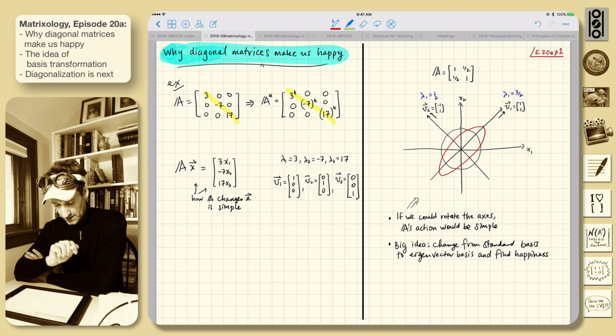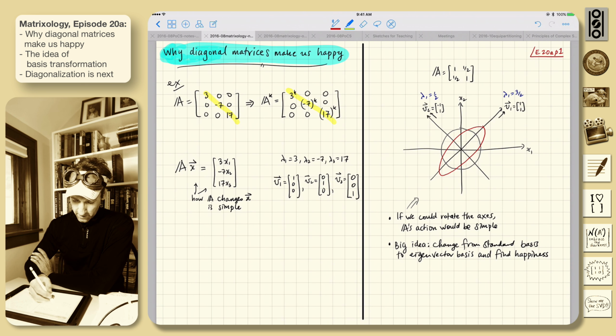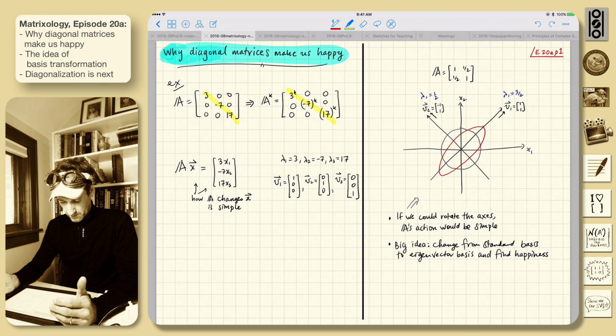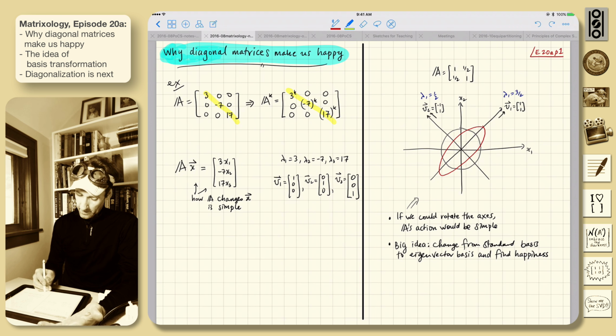So what A does to X in this case is very simple, right? A times X is just going to be 3 times the first entry, minus 7 times the second entry, and 17 times that last entry. Very simple. And if we find the eigenvalues and eigenvectors, they just pop straight out, right? The eigenvalues are always just going to be the entries on the main diagonal.